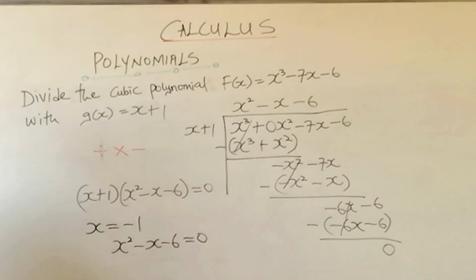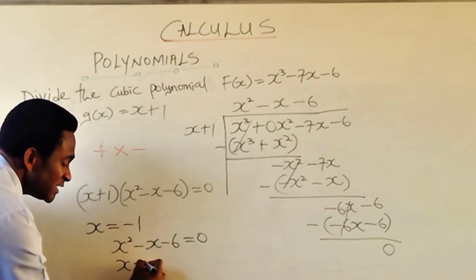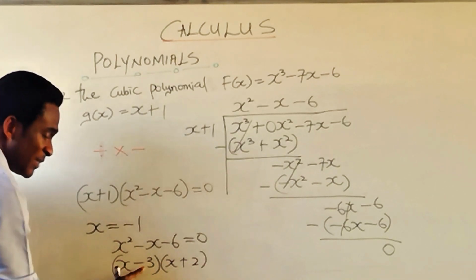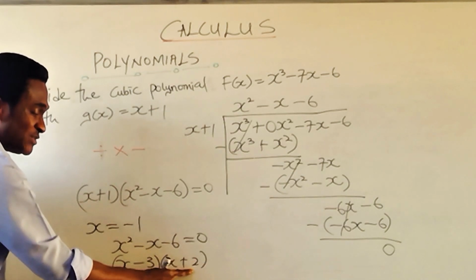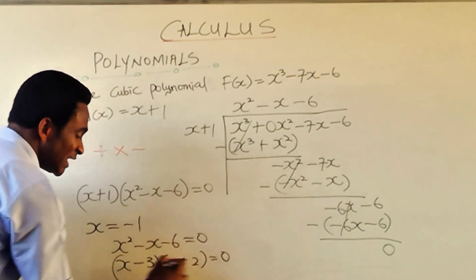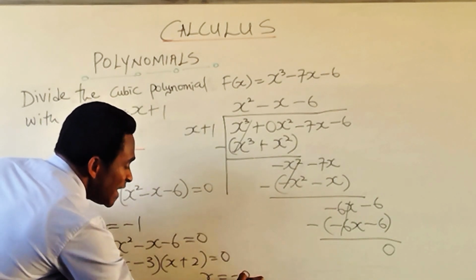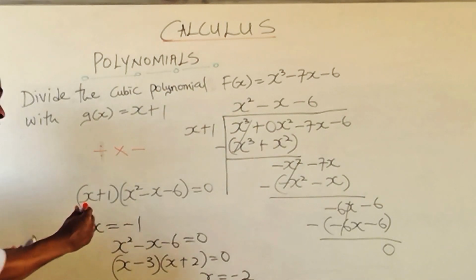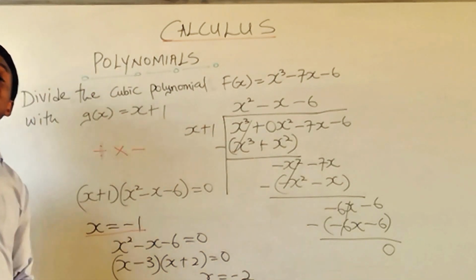Let's look for factors. If we have -3 and +2, x minus 3 plus 2. -3 plus 2 is -1. -3 times 2 is -6. So these are the factors. x equals 3 and x equals -2. So using the long division method, we were able to solve this polynomial, and these are the three values of x.